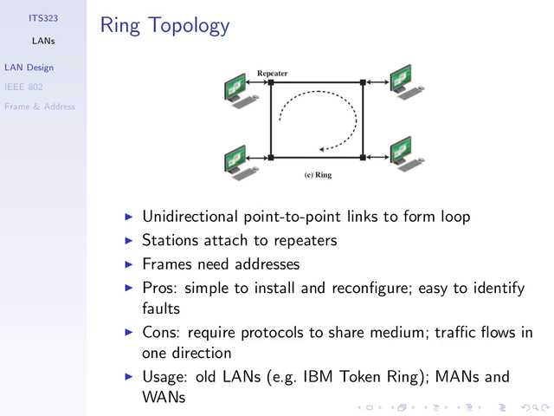Some old LANs, 10, 20 years ago, used ring networks. IBM had a token ring network. We'll give an example later. Today, some metropolitan area networks, MANs, networks that connect across a city, for example. Let's say a company has multiple offices across the city. They need a high-speed network connection between the offices. They may have a metropolitan area network. Often rings are used in those scenarios, and even in wide area networks, ring networks are used.